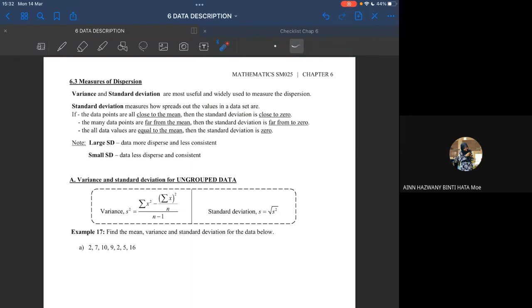So nanti dekat dalam chapter 10, kamu akan belajar tentang normal distribution. Okay. Dia ada kaitan, but we are not going to use that for this chapter.